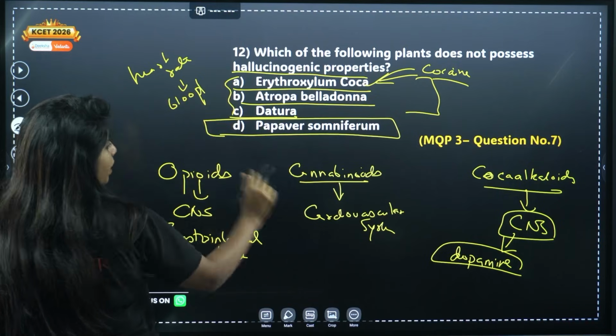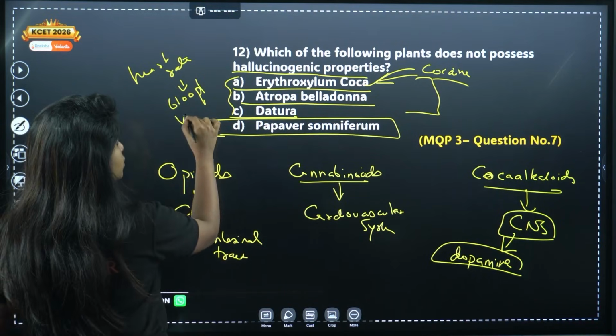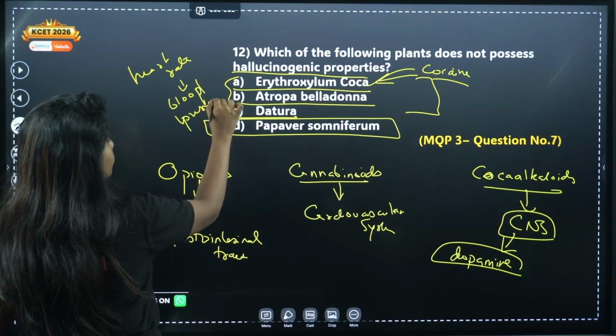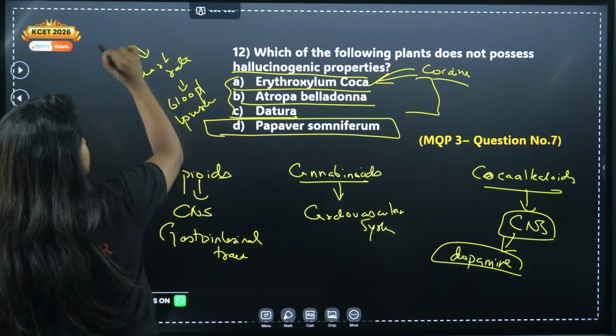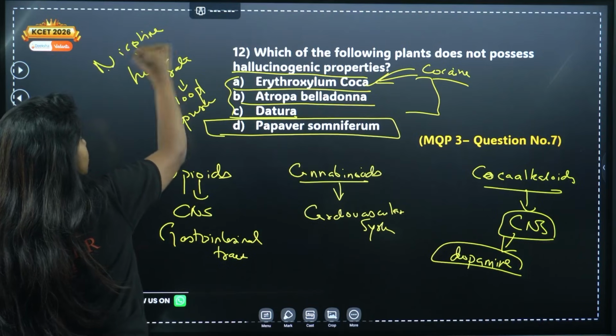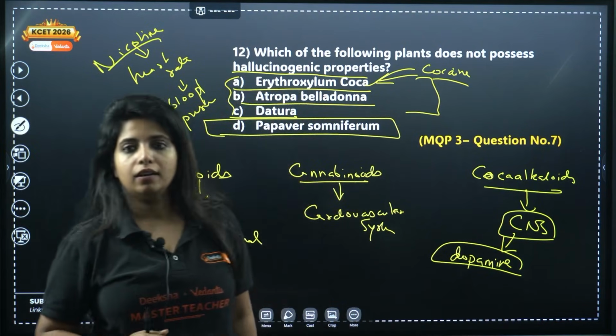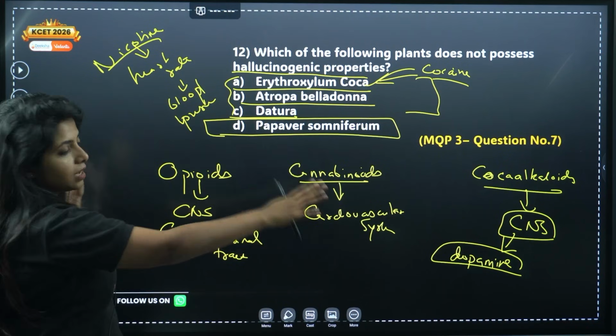So you might think, ma'am, the cardiovascular thing was cannabinoids. No, the answer for increasing of blood pressure and heart rate is not cannabinoids. Rather, it is nicotine, the thing that you get from smoking. Nicotine causes increase of blood pressure. Okay, so please have this thing in your head.